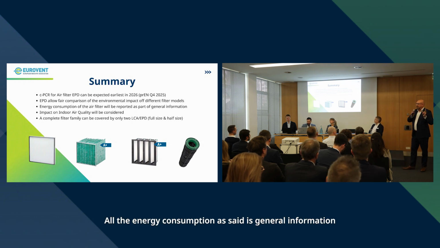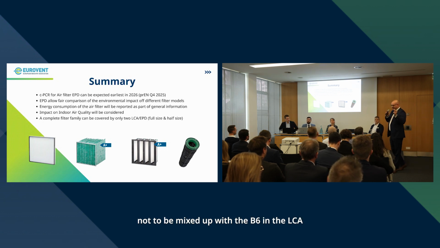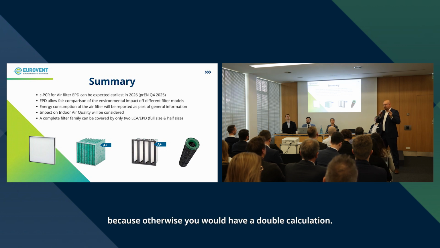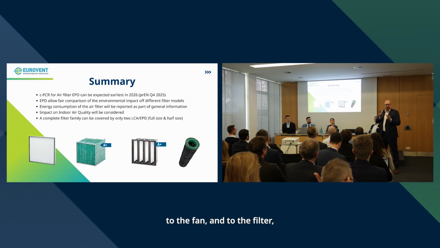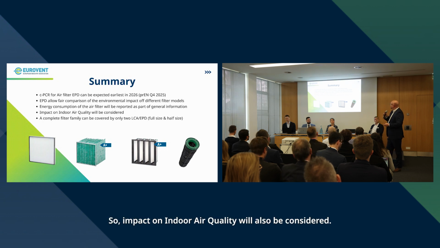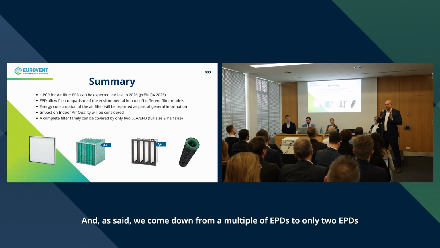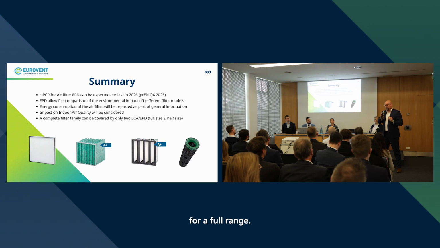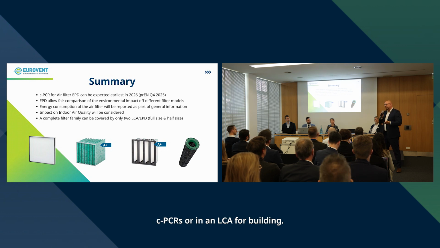So, the energy consumption, as said, is general information, not to be mixed up with the B6 and the LCA, because otherwise you would have a double calculation. Because if I put the energy consumption to the air handling unit, to the fan, and to the filter, you would calculate it 3 times. So, impact on indoor air quality will also be considered. And as I said, we come down from a multiple of EPDs to only 2 EPDs for the full range, which also allows a better use in the c-PCRs or an LCA for a building.